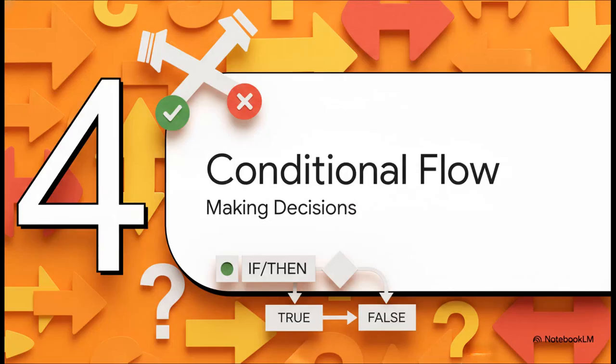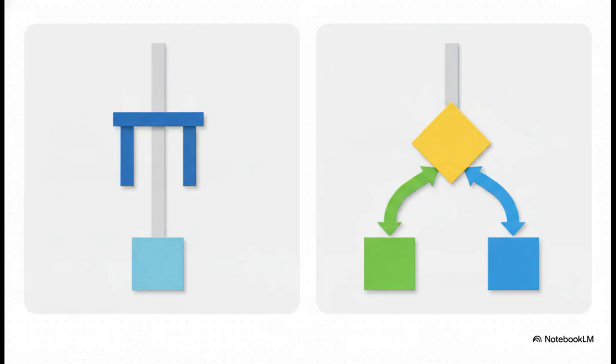Section 4. Conditional, making business decisions. But what happens when your workflow hits a crossroads? A simple sequence just isn't going to cut it anymore. That is where selection or conditional flow comes in. A single alternative is your basic if statement. If a condition is true, take an action. Then you have the double alternative, which acts as an if-else statement. If a condition is true, take route A. Otherwise, well, take route B.